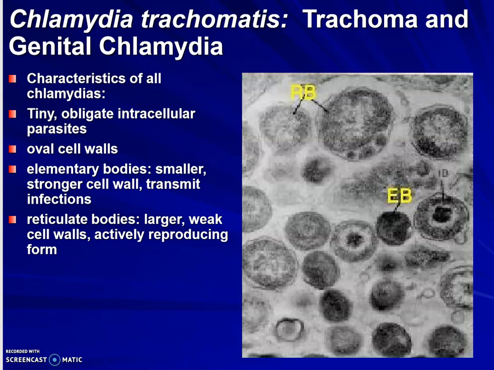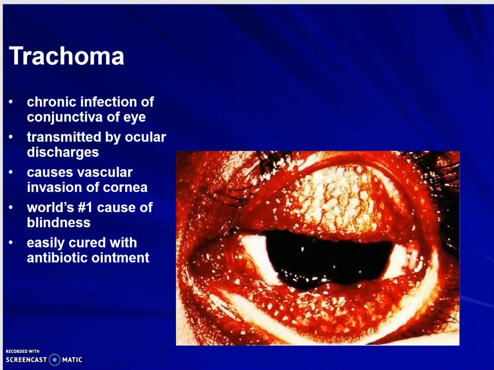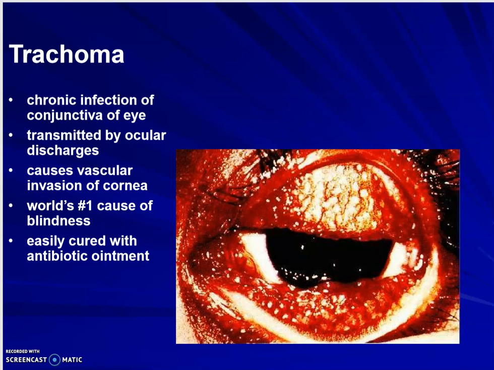They have oval-shaped cell walls, and they come in two versions, as elementary bodies and as reticular bodies. So here on this image, you can see the reticular bodies. They're very large. They have weaker cell walls. That's the actively reproducing form of chlamydia. And then here would be sort of the spore version of it. The elementary bodies, they're smaller, they have much stronger cell walls, and they are the ones actually that transmit the infection.